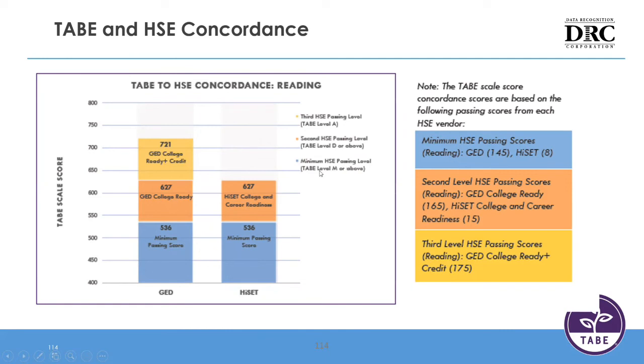Yes. Are they ready to leave high school? Are they ready to succeed at the next step, whether that's a job or post-secondary? Most likely no. Now there will be some students that could do that, but generally you're better prepared if you had a higher high school equivalency score. Certainly if you took level A and got that 721 on TABE, you're predicted to get to that college ready plus credit score and have that 175 and be well prepared for post-secondary or a workforce program.